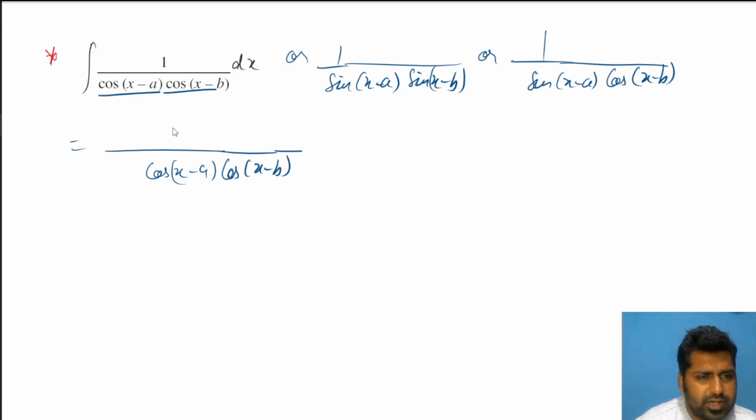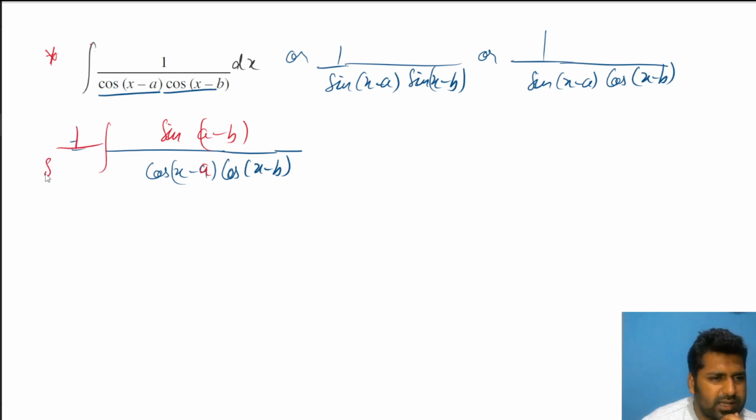So let's generate. I'm putting sine, multiplying this with, you can take a minus b or b minus a, your call. So I'm taking in order sine(a minus b). Okay, let's take a minus b. Now that I have forcibly multiplied, I have to adjust it. So I'll divide also by sine(a minus b). Okay, that's your first step.